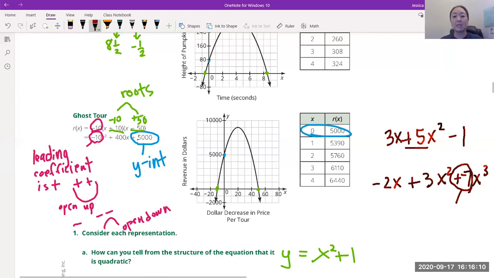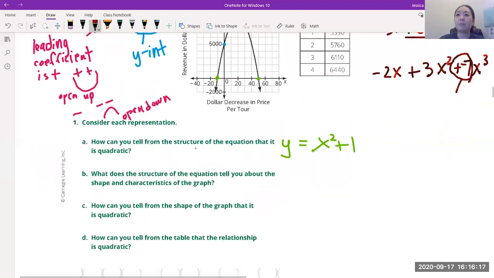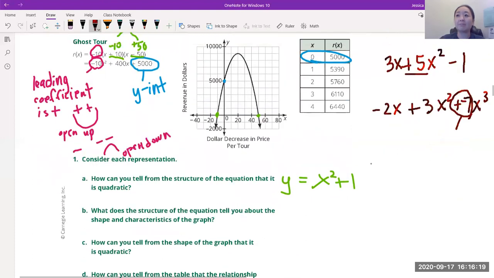This is just more like the overview, the conceptual vocabulary, right? So those are the roots. All right, and how can you tell from the structure that the equation is quadratic? It's got to have a 2. It's got to have that square on there, okay?